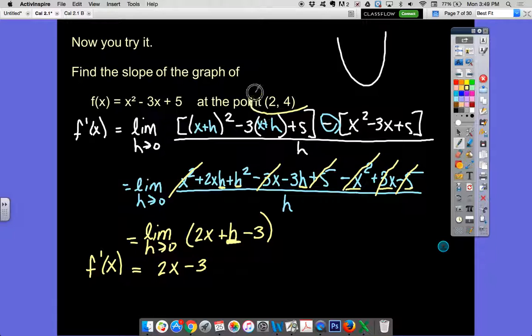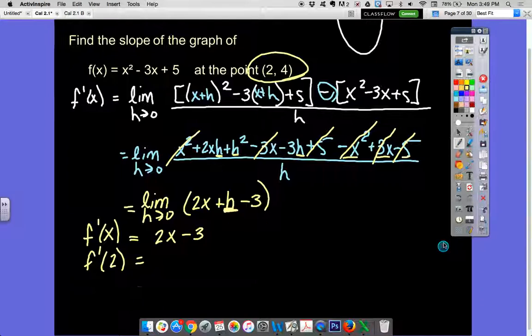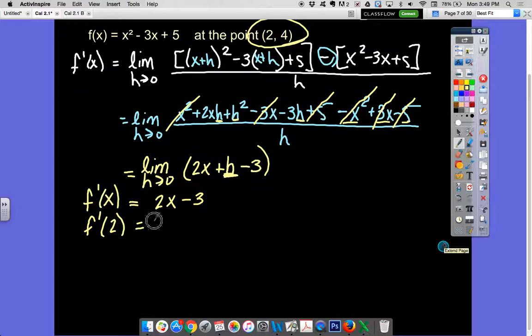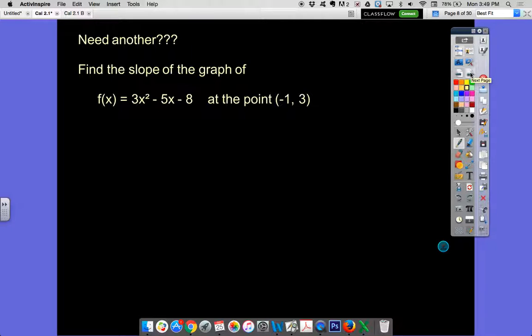But this thing is saying, hey, what's going on at the point (2, 4)? Well, you're only needing the x part. The x part is 2. So come in here, plug in your 2. And that's going to give me 4 minus 3 is 1. So my derivative, my slope, when x is 2, happens to be 1. That's what that means. All right, let's try a couple of other functions that are a little strange.